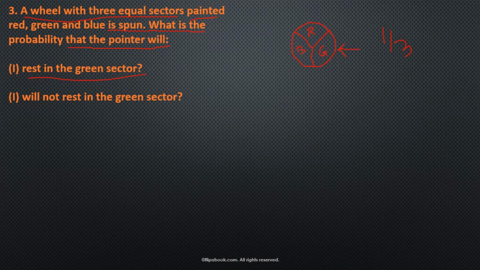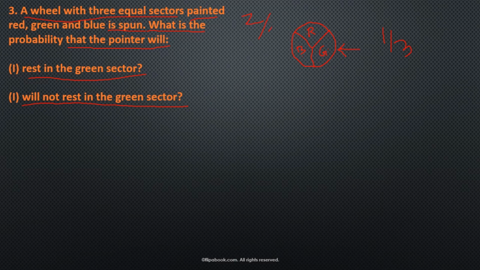And will not rest in the green sector. So how many sectors are there that are not green? So we have blue and red. These two sectors are not green. So there are 2 different sectors out of 3 sectors that are not green. I hope you understood the question. Let's go on to the solution first now.